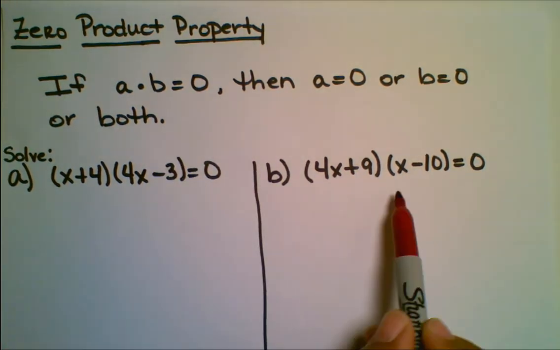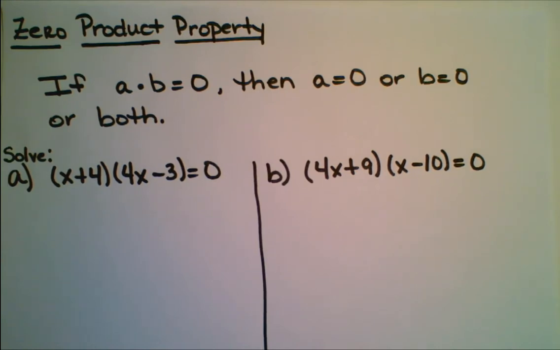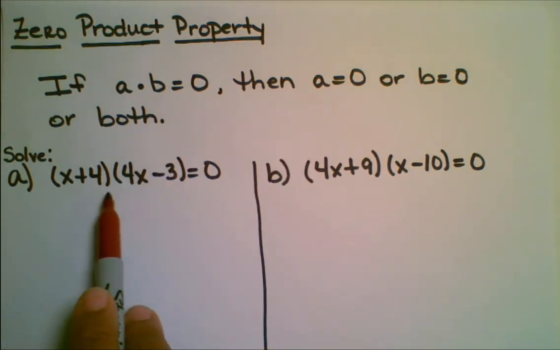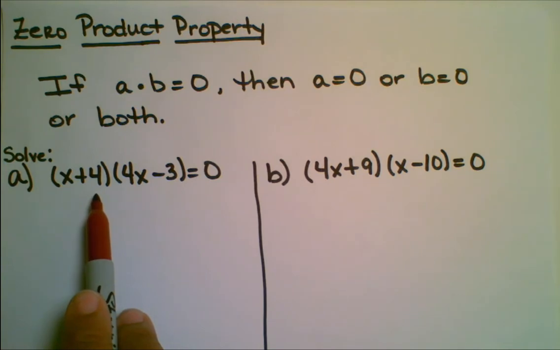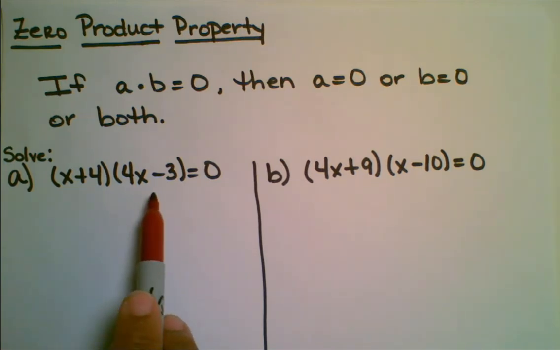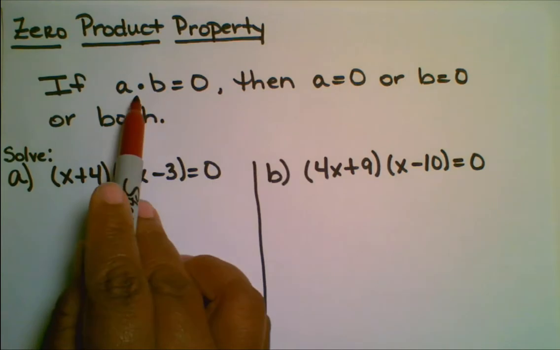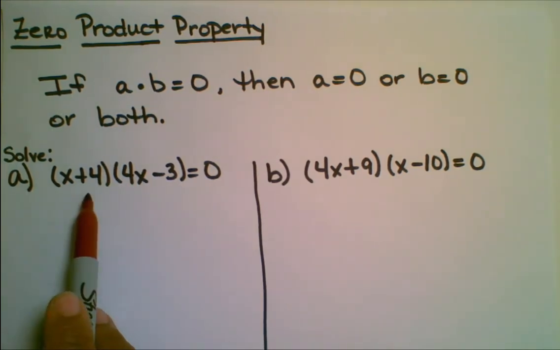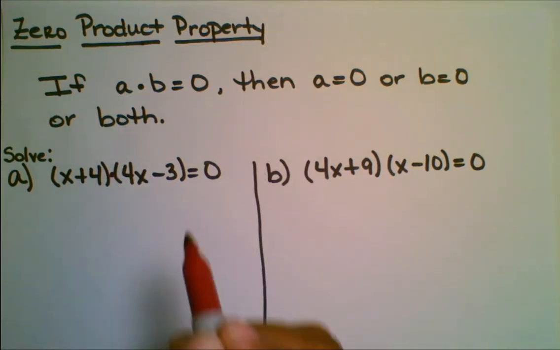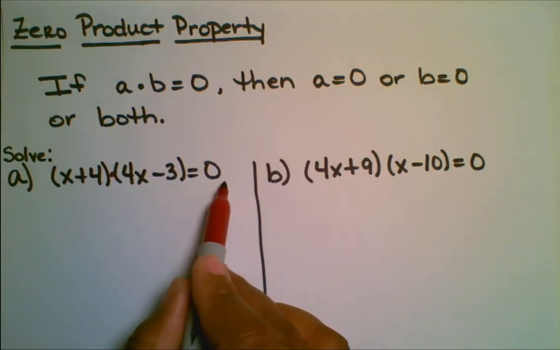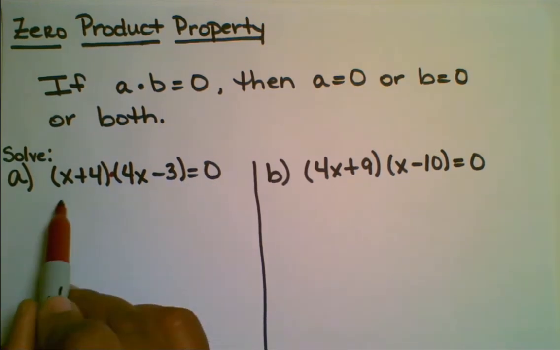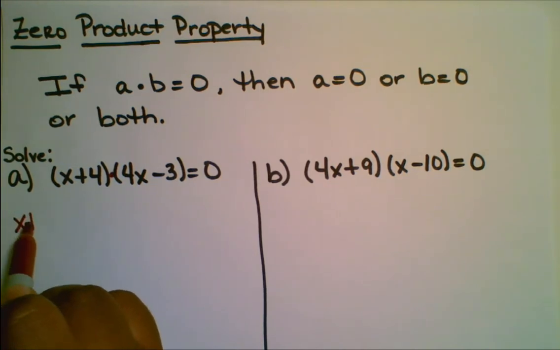So in our examples here, I want to show you how to use the zero product property. We can only use the zero product property whenever we have an equation that has been factored. We have factors. Remember, whenever we have times, it means we are multiplying. So here we have x plus 4 times 4x minus 3 equals 0. So we have two factors. X plus 4 is a factor.